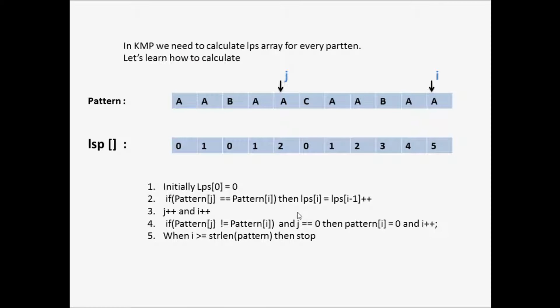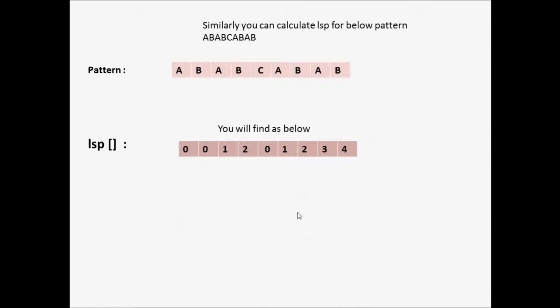Now, the second case. Similarly, you can calculate the LPS for the pattern below: A, B, C, A, B, A, B. This is the pattern, and you will find the LPS array as below: 0 0 0 1 2 0 1 2 3 4. Try to calculate it, and if you have any doubt, put a comment below.